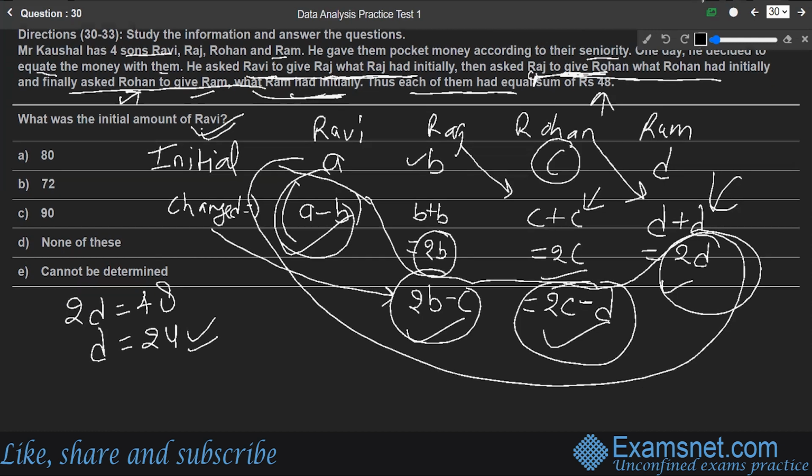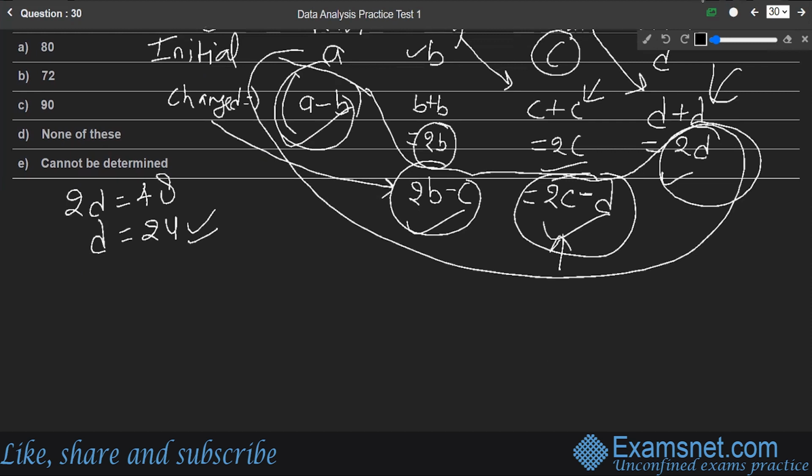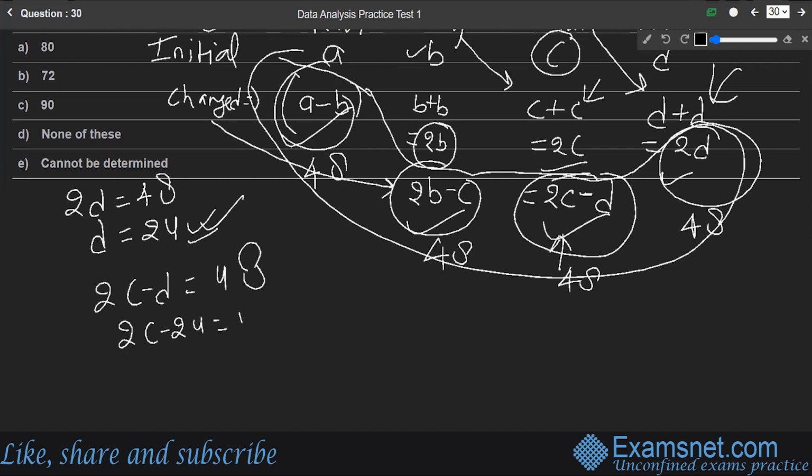Now we had this condition, 2c minus d. Every value here is simply 48. So 2c minus d is also 48, where the d value we already know is 24. So we can write 2c minus 24 is 48, which will give us the 2c value as 48 plus 24, that is nothing but 72. So this gives us the c value as 72 by 2, that is 36.